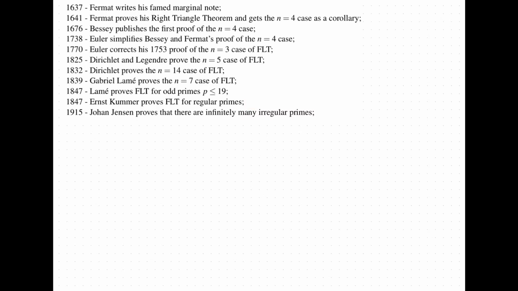And while he proved it for regular primes, we actually do not know even today if there are infinitely many regular primes. But we do know from Johann Jensen's work in 1915 that there are infinitely many irregular primes. And so that's where things were up to 1915. Kummer's work on regular primes meant that one just had to prove Fermat's theorem for the irregular primes, but since there were still infinitely many, we were just as close to proving Fermat's theorem as we were at the time of Euler. In the sense, we're still infinitely far away from proving it.